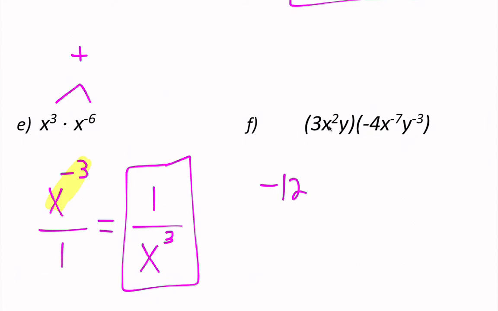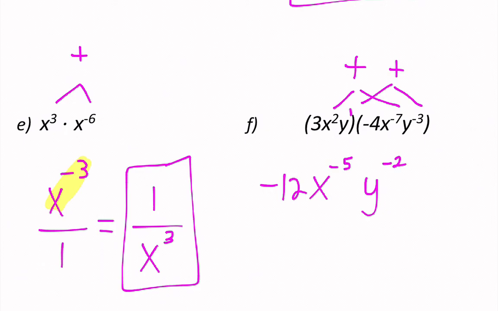Okay, then I see x's over here being multiplied by x's over here. So we know that rule is to take those exponents and to add them. So I'm going to write my x. 2 plus negative 7 is a negative 5. Okay, then I'm going to do the same thing for my y's. I have y's here being multiplied by y's over here. So I'm going to take their exponents and add them. Remember, if it's missing, it's an exponent of a 1. So I'm going to take that 1 and that negative 3 and add them. So y, 1 plus negative 3 is a negative 2.